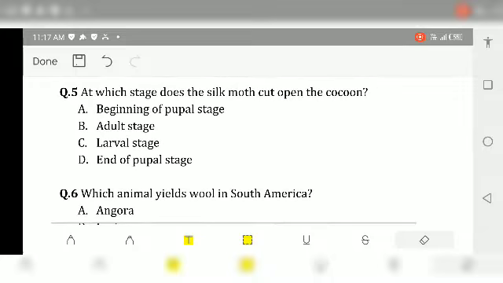Next, at which stage does the silk moth cut open the cocoon? The correct option is option D. End of pupal stage. Silk moth cuts open the cocoon at the end of pupal stage. During the pupal stage, the caterpillar is enclosed in a hard shell of silk fibers called cocoon.